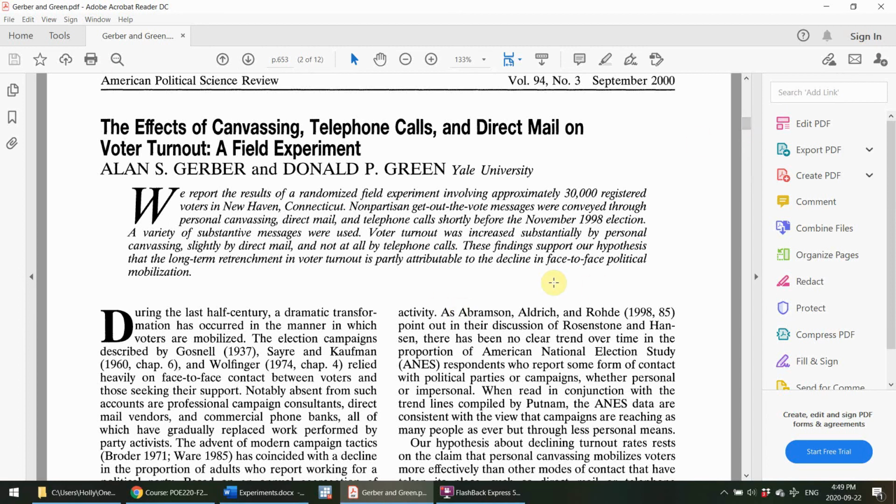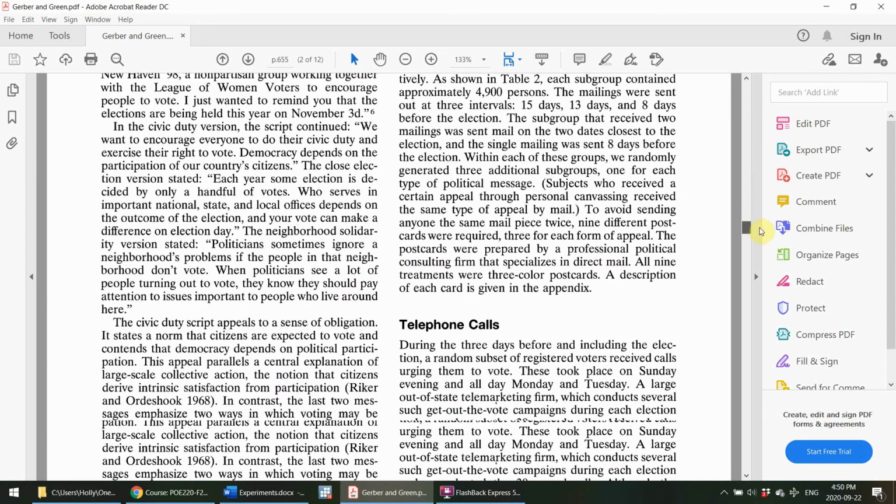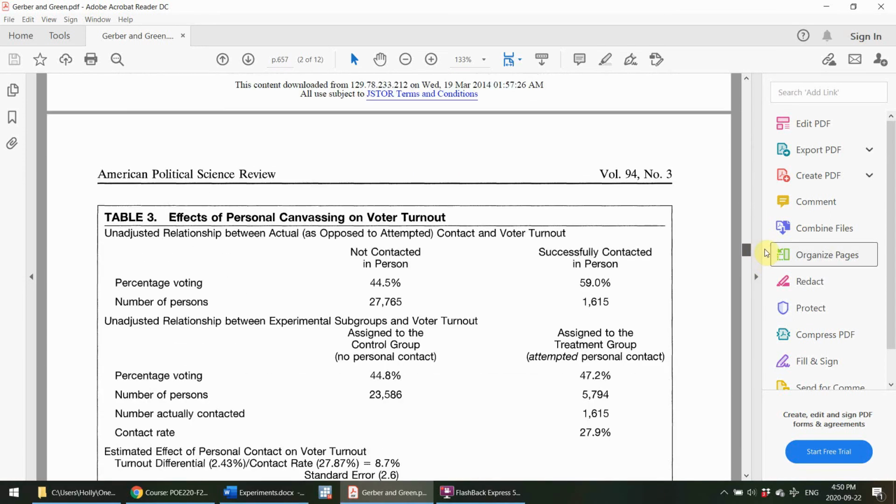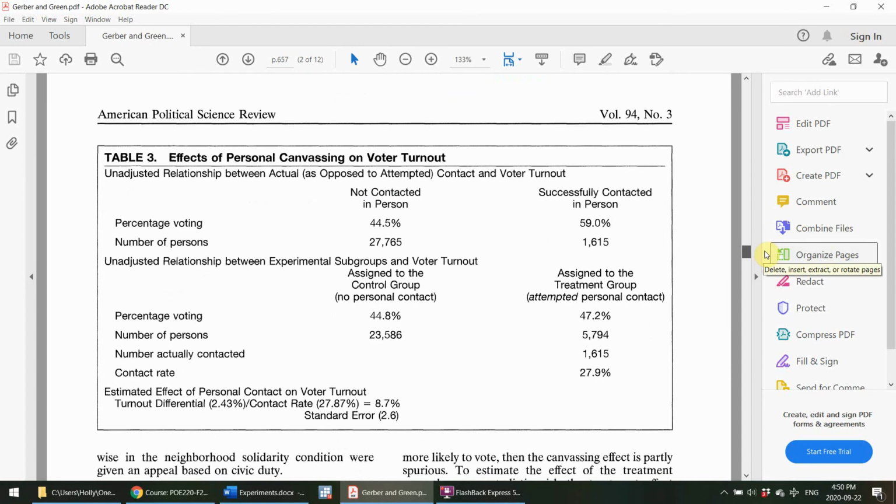So I'll pop this article into the Moodle because it would be really useful for you to read it. I should have found it and flagged it ahead of time. Effective unadjusted relationship with actual contact and voter turnout.